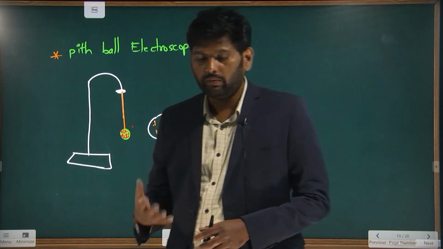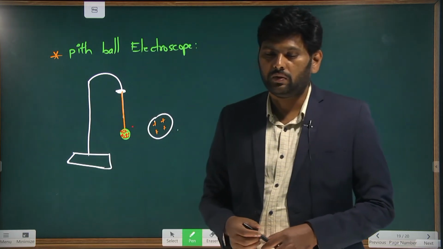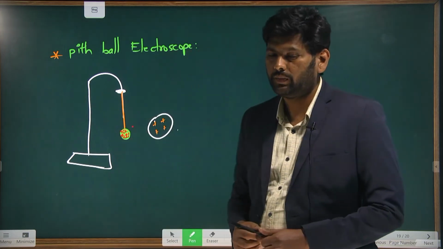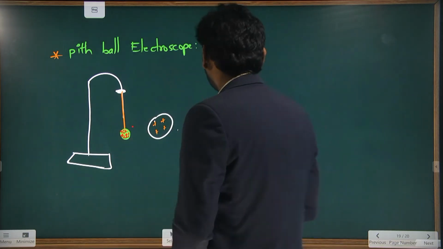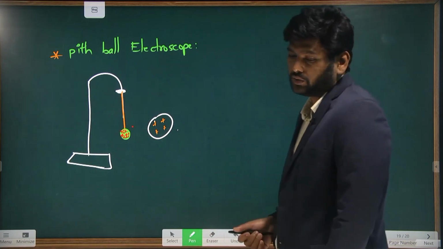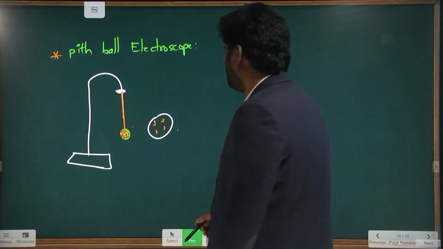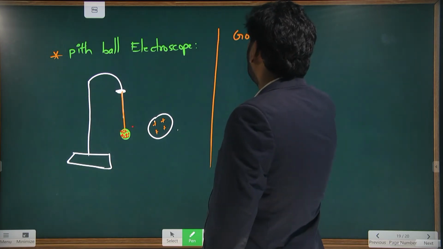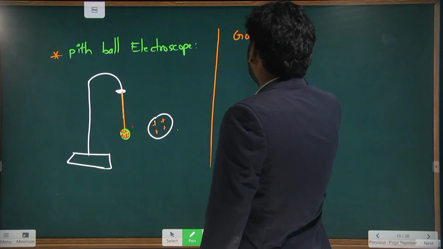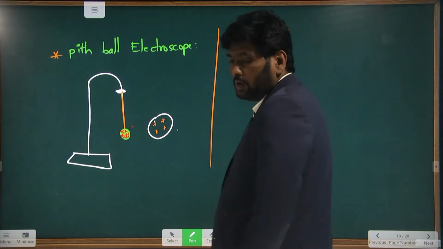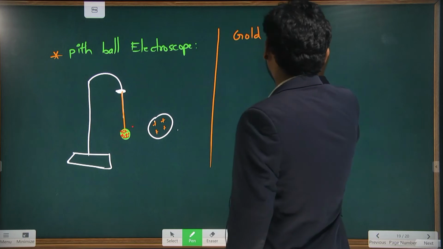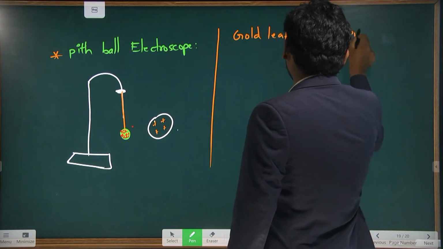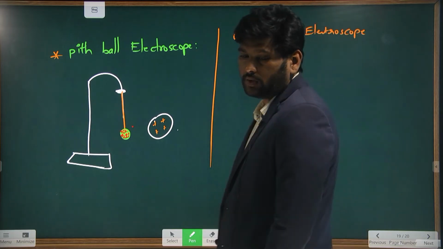Understand? And one more electroscope we have. The one more electroscope is the gold leaf electroscope. So let's start the gold leaf electroscope. What is this gold leaf electroscope?